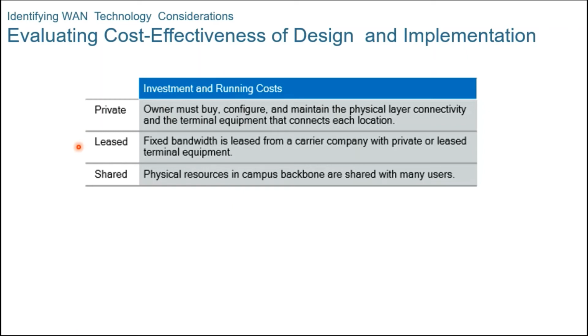Next would be leased. A leased WAN uses dedicated bandwidth from a carrier company with either private or leased terminal equipment. The provider provisions the circuit and provides the maintenance. Last would be shared. A shared WAN shares the physical resources with many users. Carriers offer a variety of circuit or packet switching transport networks such as MPLS and other technologies.